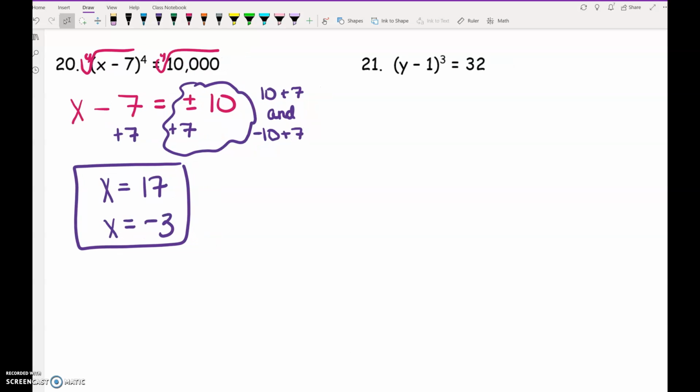Okay, now number 21, I'm actually going to change it a little bit before we get into solving this one. Let's actually do, there we go. 3 times (y minus 1) to the third plus 5 equals 101.